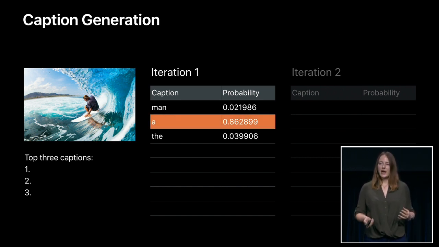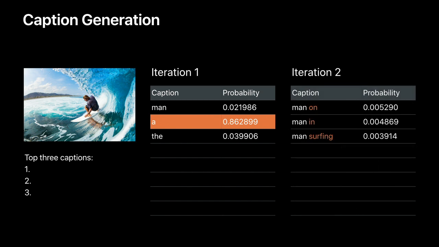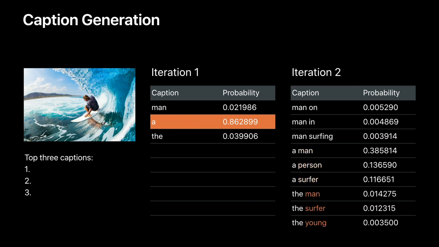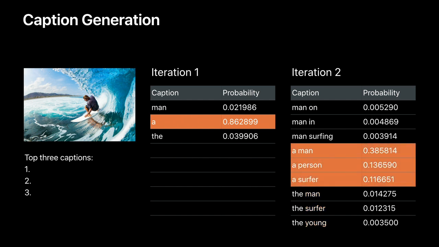So we take these 3 words, and we pass them to the next iteration of LSTM. In this iteration, for every one of these 3 starter words, the LSTM generates 3 new words that have the highest probability of following each one of these starter words. So we have 3 new words to follow the word man, 3 new words to follow the word a, and 3 new words to follow the word the. And now, as you can see, each one of these 2-word captions also has a probability. And because the word a had such a high probability in the first iteration, the captions that start with the word a in the second iteration also end up having the highest probability. Why? Because the probability of a 2-word caption is just a product of the probabilities of the words that make up that caption. So that's how we get these 3 best ones. And then we take them and we move on to the next iteration.